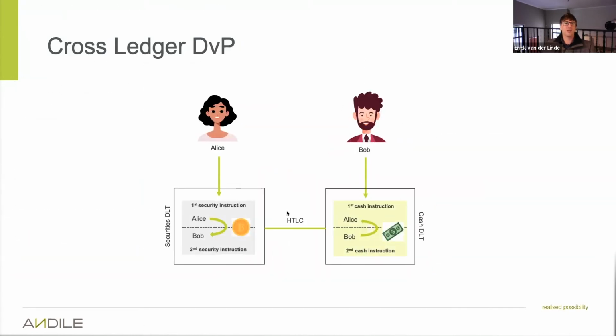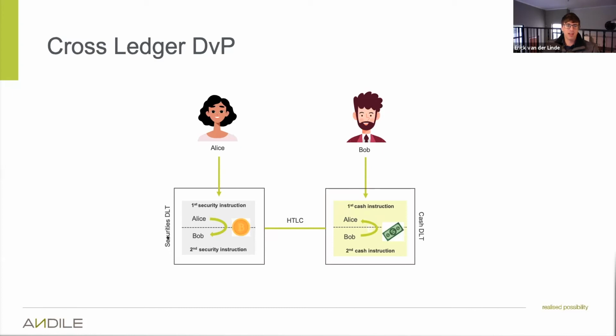Okay, so the next thing that we're going to look at is cross-ledger delivery versus payment. In this scenario, we have our securities on one ledger on the left, and we have our cash on a different ledger on the right. Again, Alice wants to transfer some securities to Bob, and Bob wants to pay some cash to Alice. This time though, both these securities can't be interlinked into a single transaction. So there will be 4 transactions involved, as you'll see now.